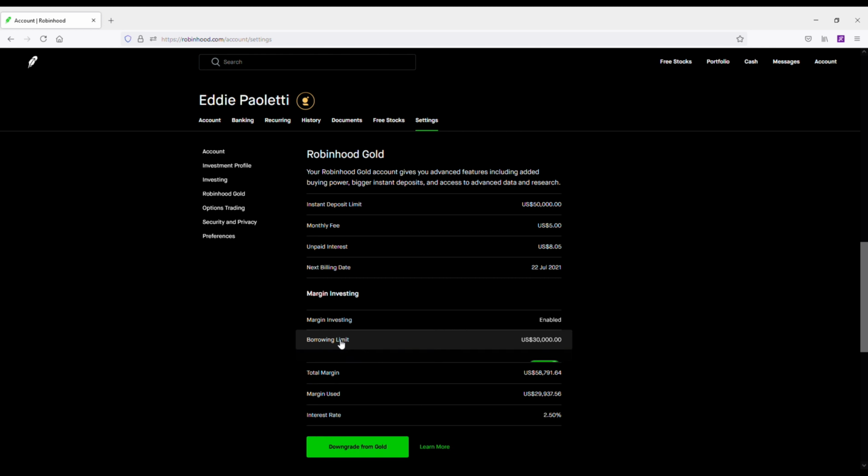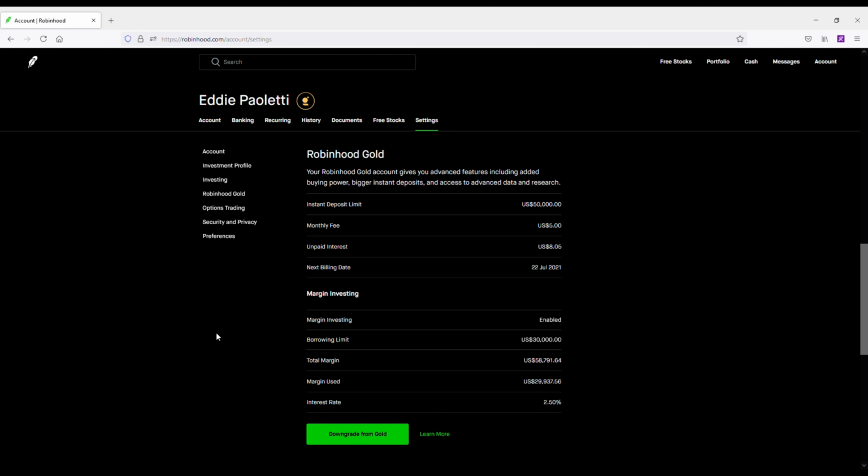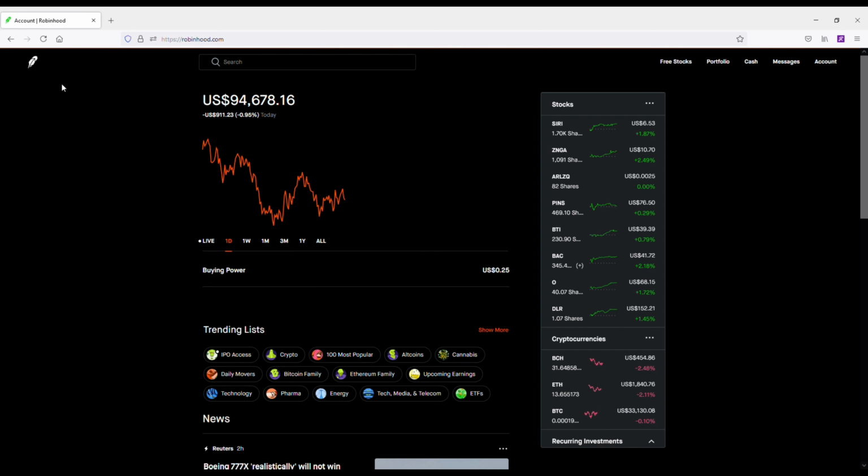And also remember, guys, none of this is financial advice. I do want to point that out. But the thing about borrowing money on Robinhood is that they charge you 2.5% interest on a yearly basis. So, putting into perspective me borrowing $30,000, I'm being charged about $80 a month on that $30,000.